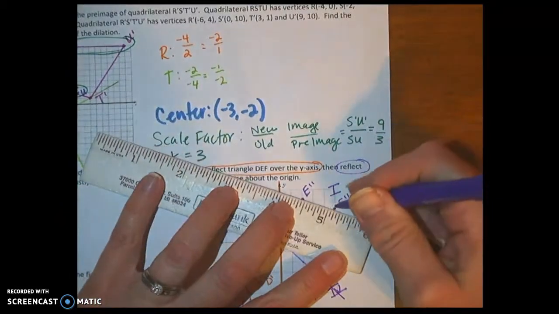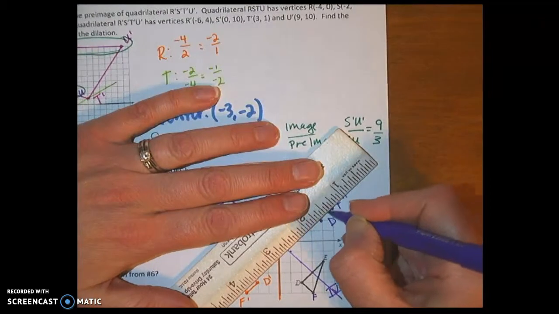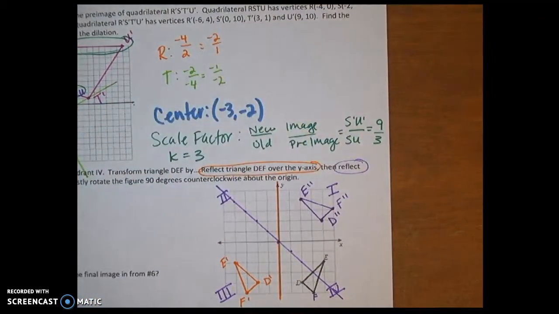I like to use a ruler. You know I have rulers. You should use my rulers. Just don't break them or take them.